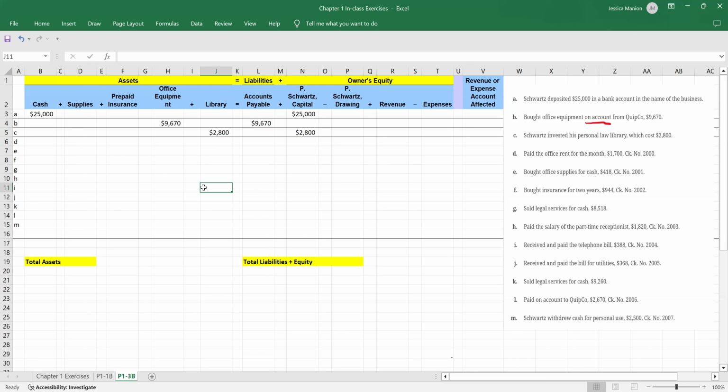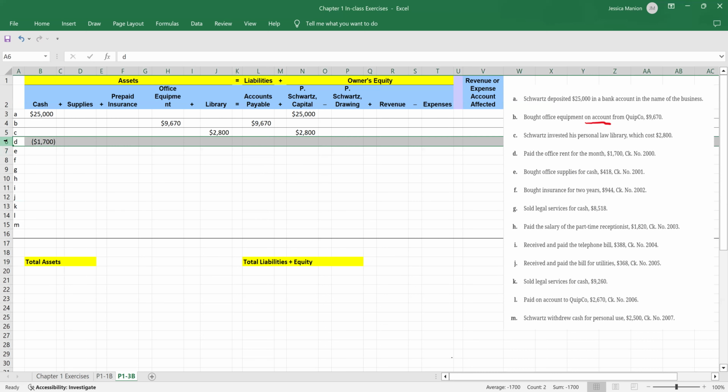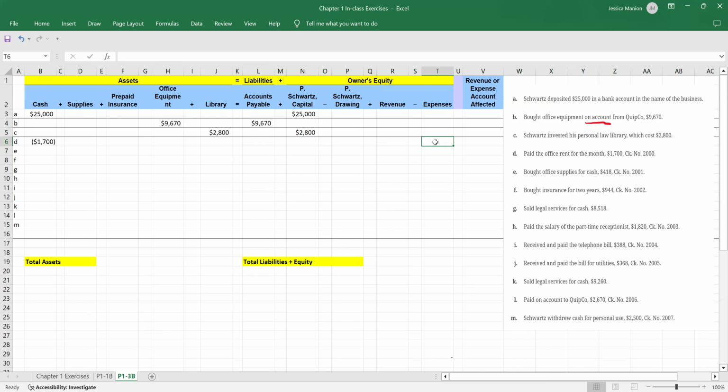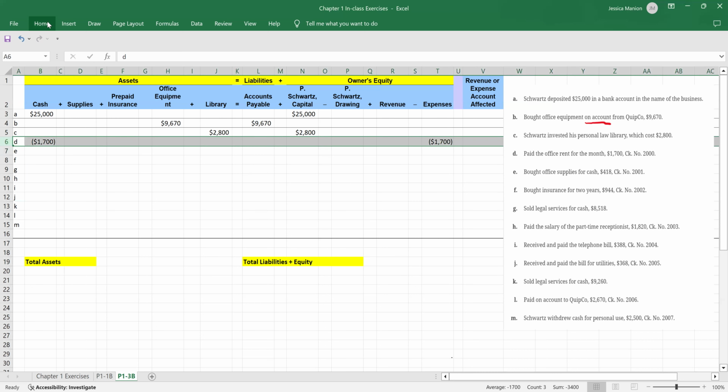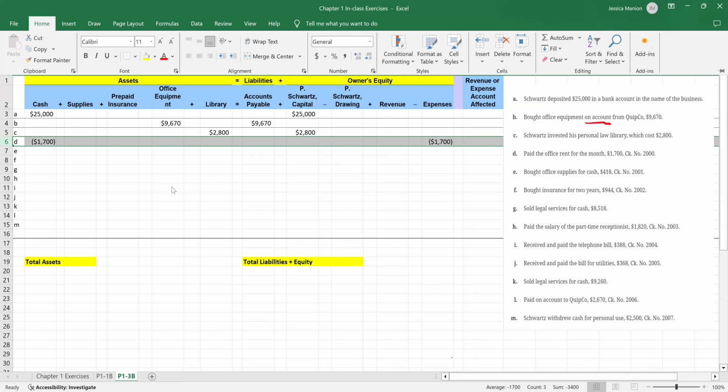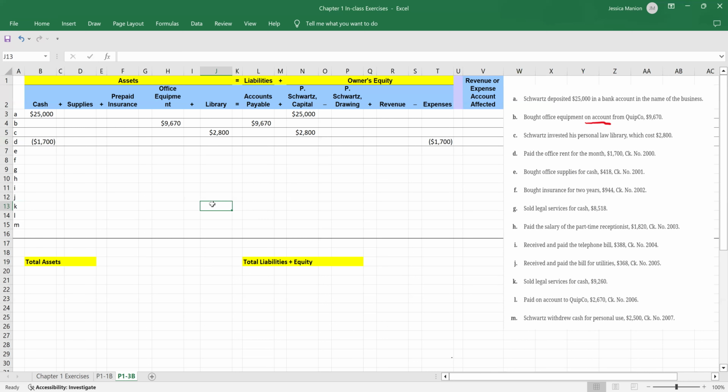Letter D, paid the office rent for the month, 1,700. So we're paying our expense. This is a rent expense. Just like when you or I pay a bill, our cash is going down 1,700. The other side of this transaction is the equity. When we incur expenses, that reduces equity, negative 1,700 on equity. Again, always at least two sides to the transaction. As we have seen, sometimes it's more than two, sometimes it's 3 or 4 accounts that are being impacted. But in this case, 2 accounts.